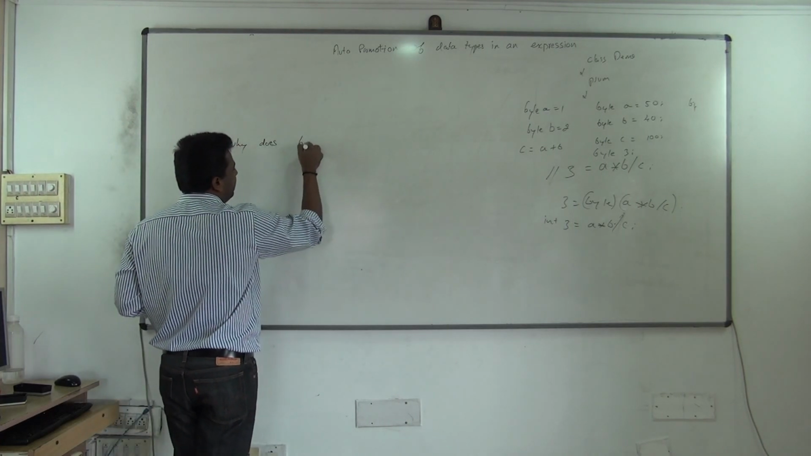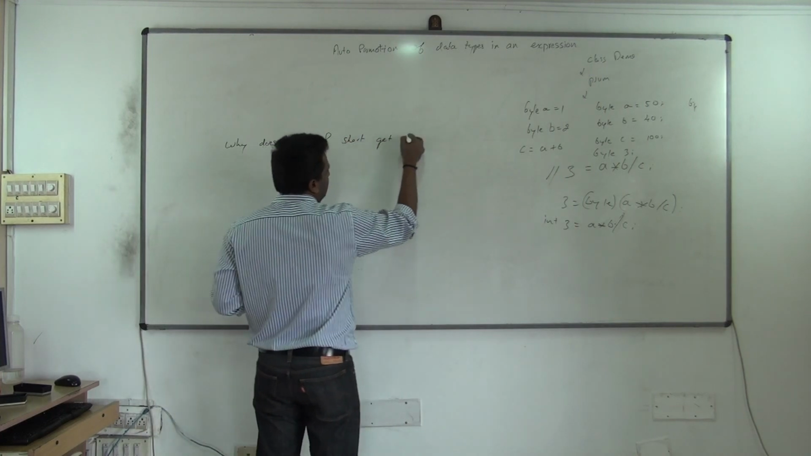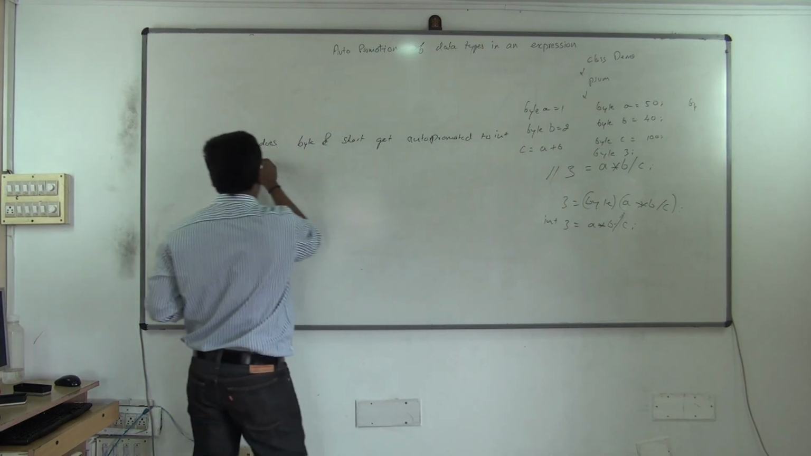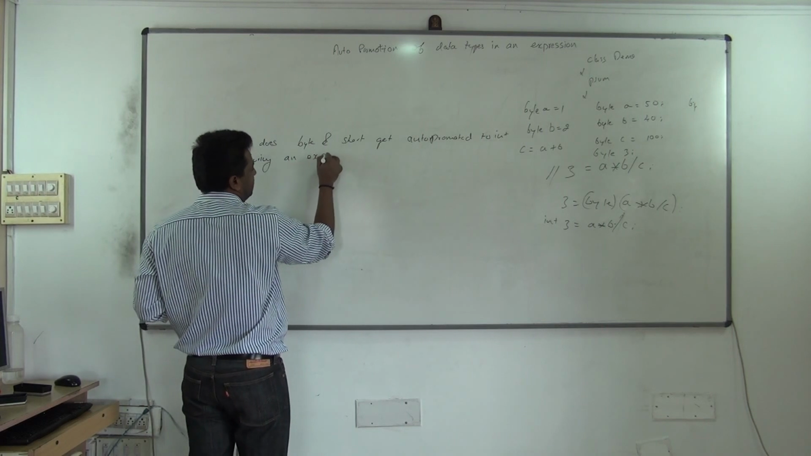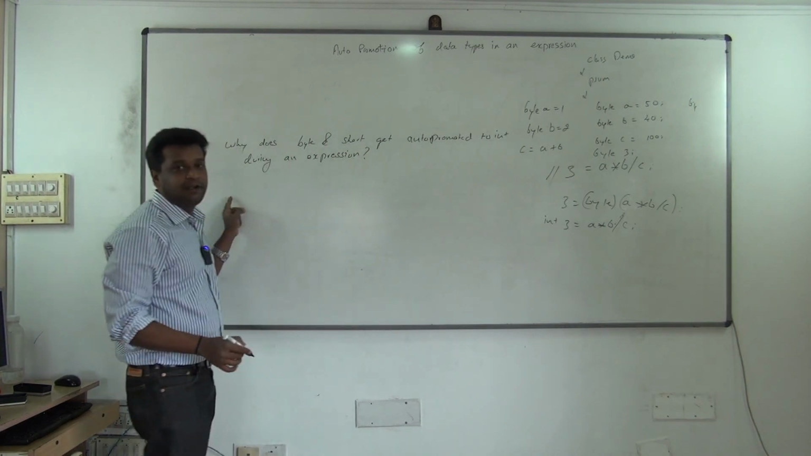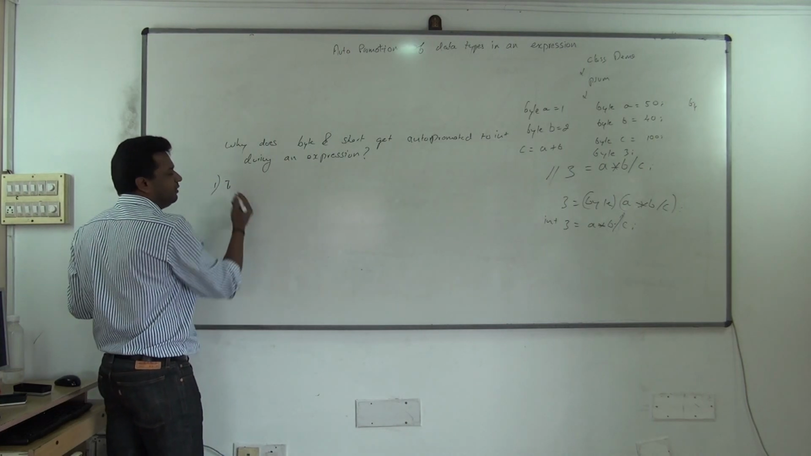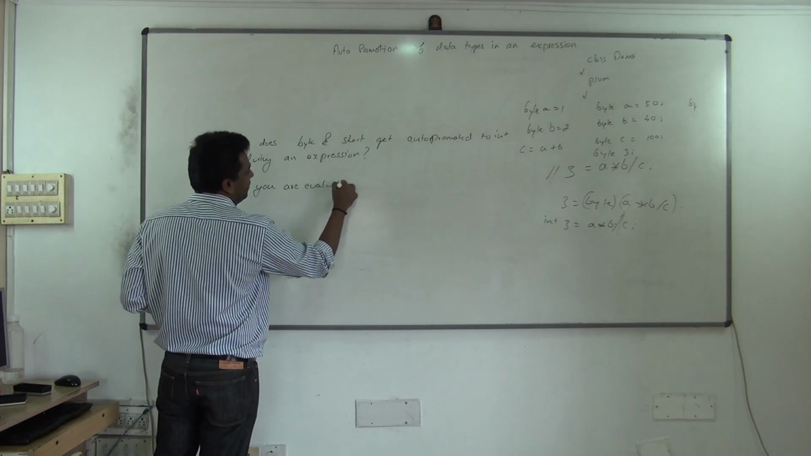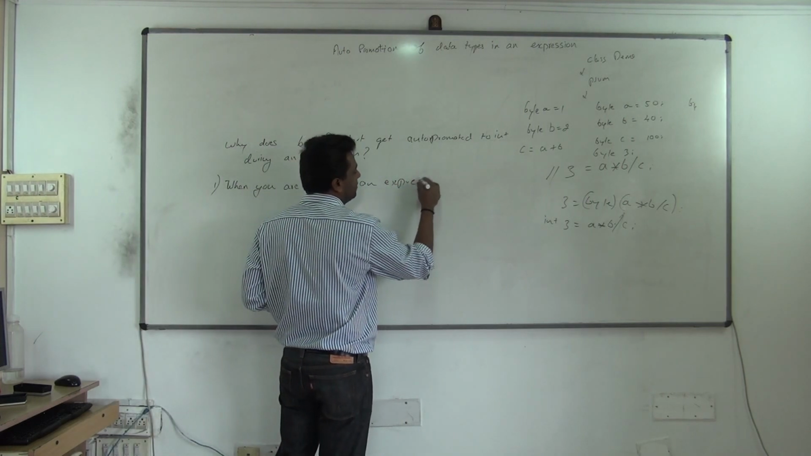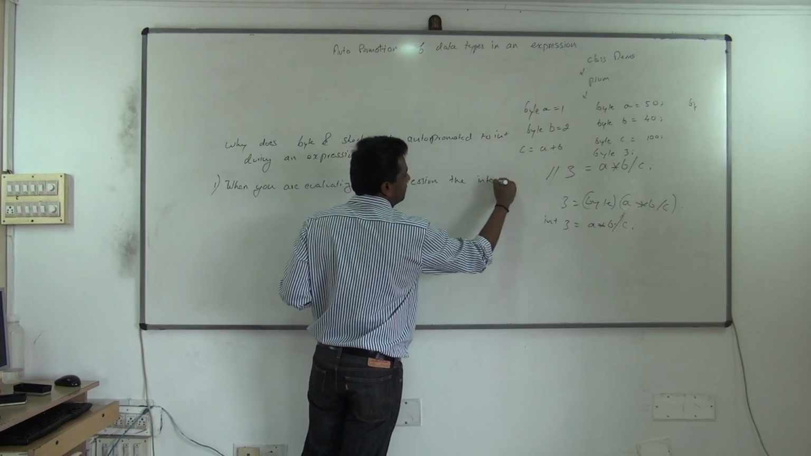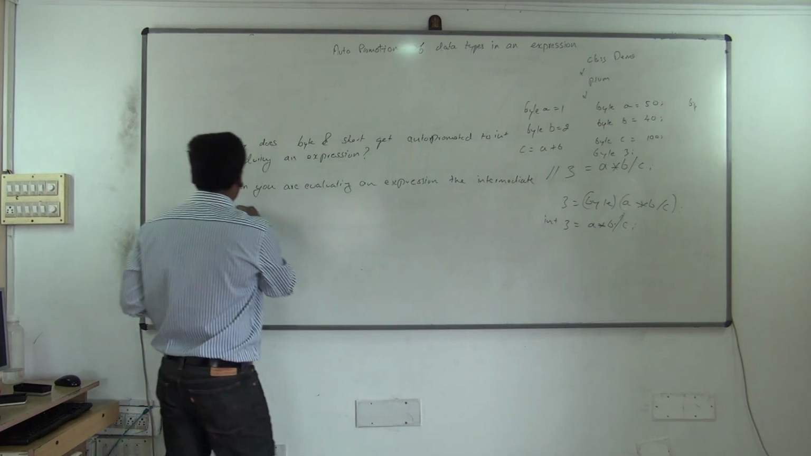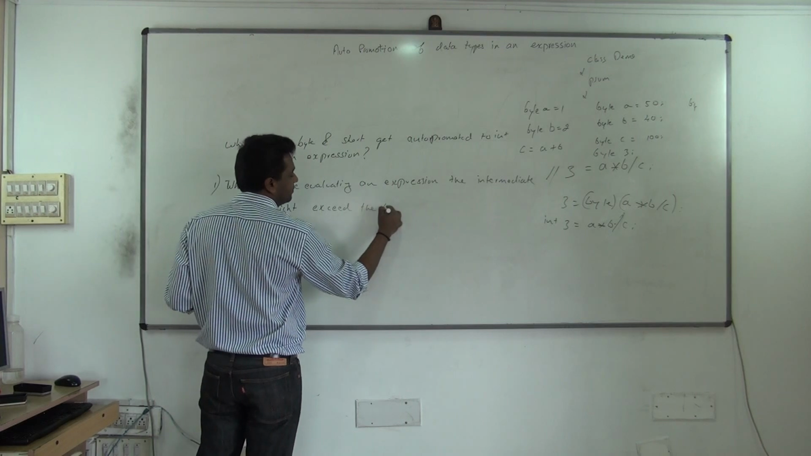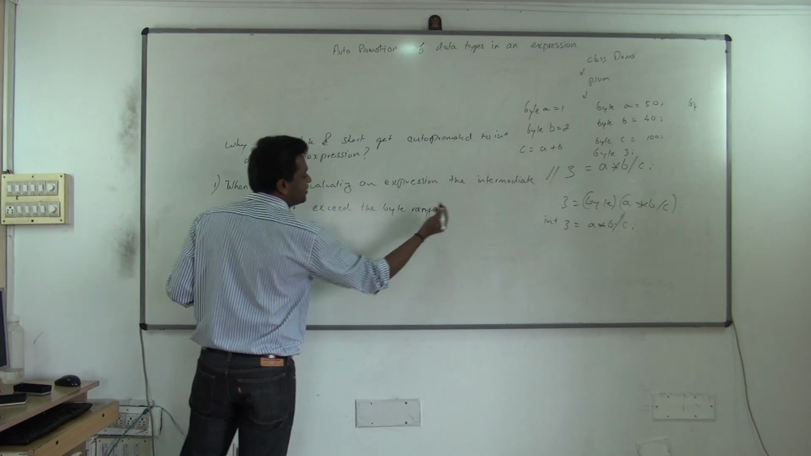Now the question is, why does byte and short get auto promoted to int during an expression? Only during an expression will it get converted. Byte and short. One reason would be what? When you are evaluating an expression, the intermediate result might exceed the byte range. This is one reason. The intermediate result might exceed the byte range.